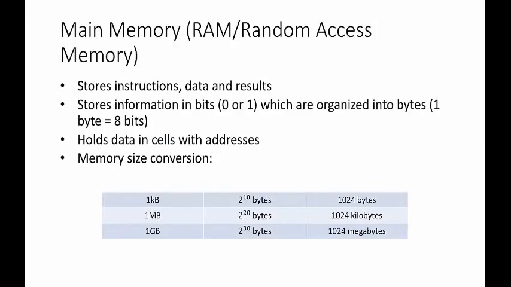So your RAM stores instructions, data, and results. It stores information in bits, 1 or 0 only, which are organized into bytes. So 1 byte equals 8 bits. Your RAM holds data in cells with addresses. So below shows the table of your memory size conversion.